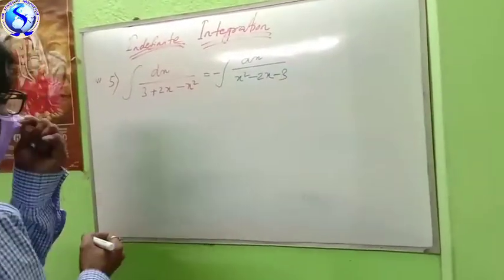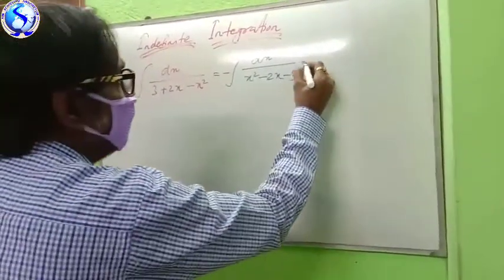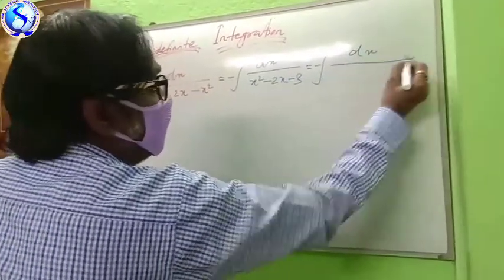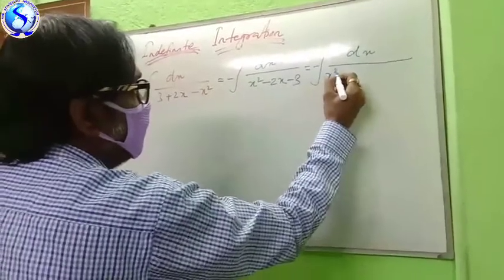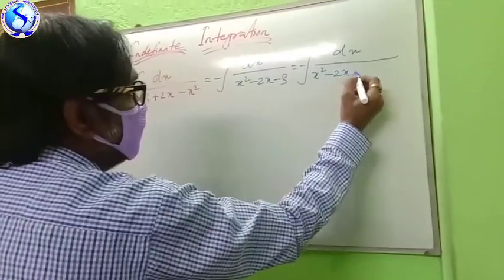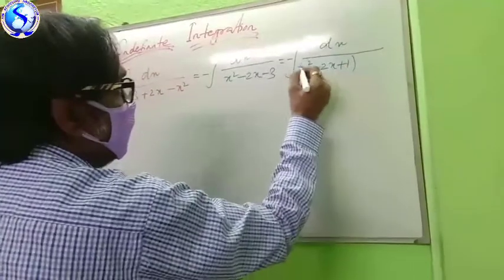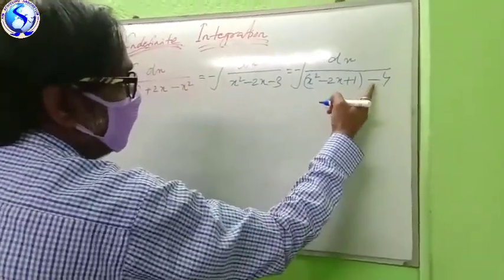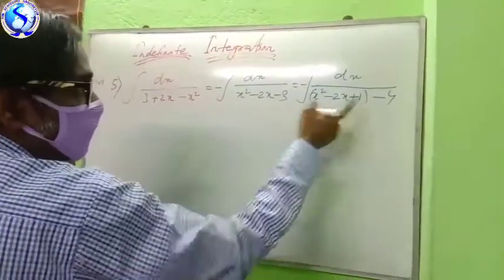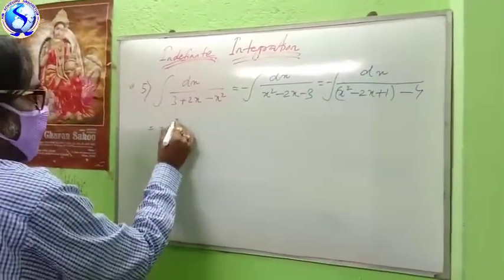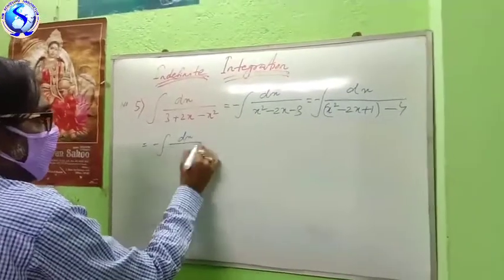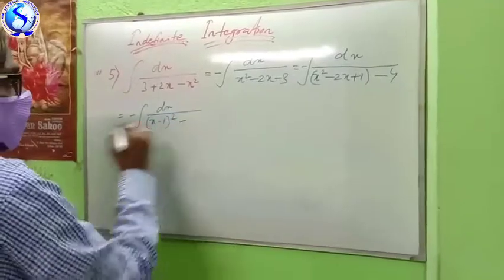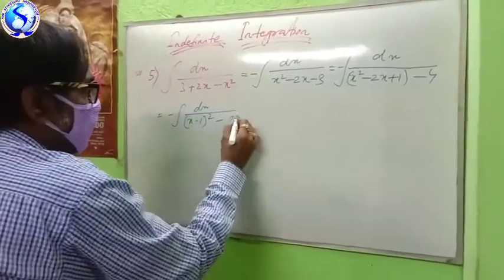See, you have to adjust here. How to adjust? Minus integration dx by, see here very carefully, here you need x square minus 2x plus 1 to make it a whole square. Now what do I write here? Minus 4, because minus 4 plus 1 will give you minus 3. I have adjusted the fraction. Now minus is outside, dx by x minus 1 whole square, minus 4 means 2 whole square.